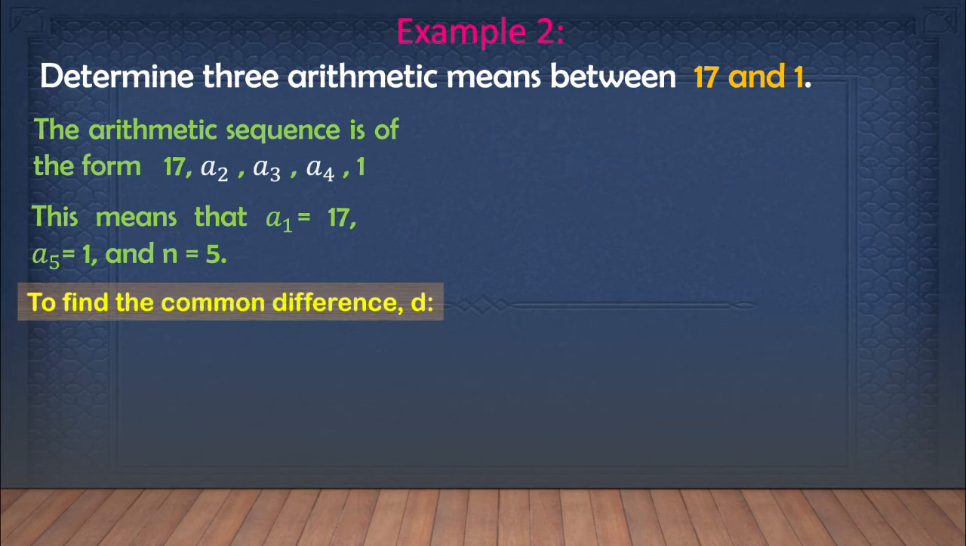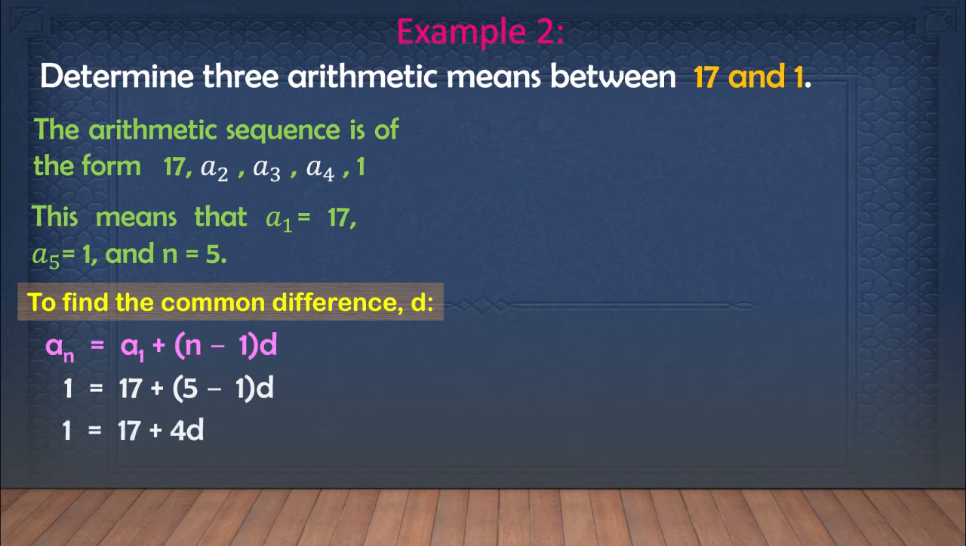Now to find the common difference, d, again we use the formula for arithmetic sequence and then substitute the given. We'll have 1 equals 17 plus the quantity 5 minus 1 times d. So 1 is equal to 17 plus 4d. Transpose 17 to the left, or 4d to the left, it's just the same. So negative 4d equals 16. Divide negative 4 on both sides. So d will be equal to negative 4.